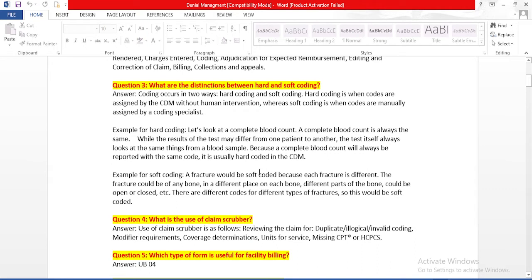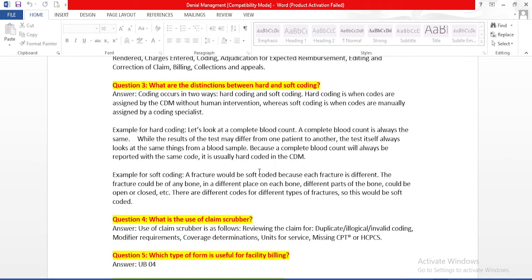Next question. What are the distinctions between hard and soft coding? Coding occurs in two ways, hard coding and soft coding. Hard coding is when codes are assigned by the CDM without human intervention, whereas soft coding is when codes are manually assigned by a coding specialist. So basically, hard coding is without human intervention, while soft coding is with human intervention.